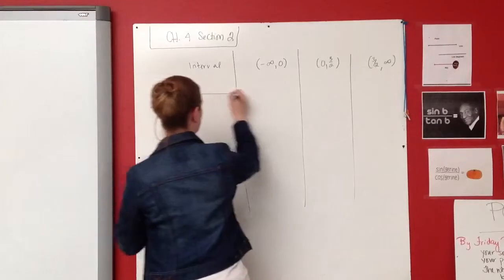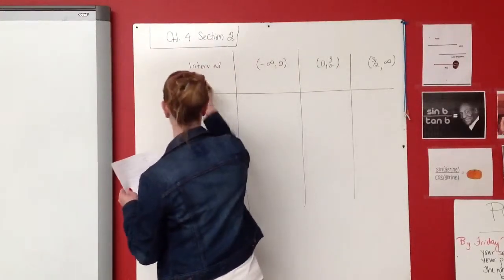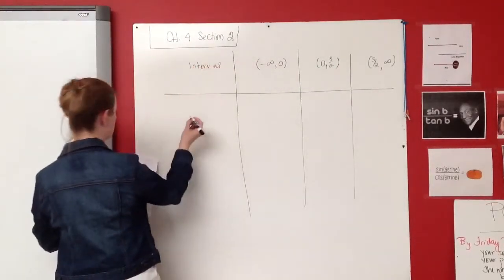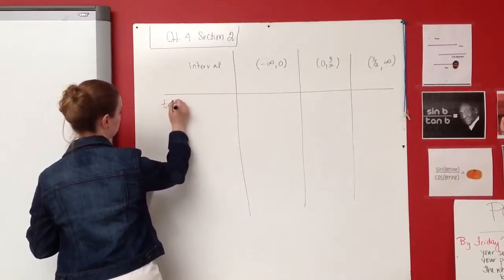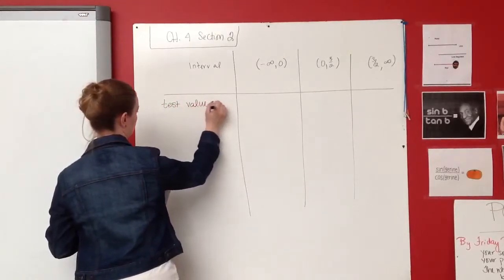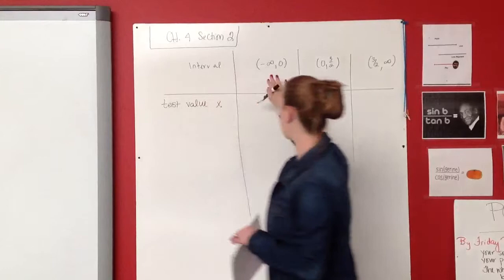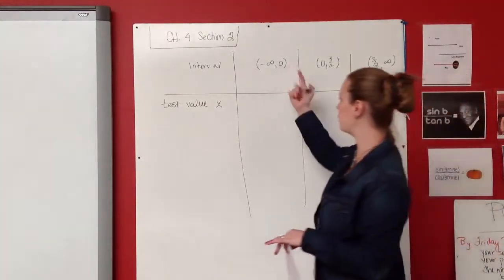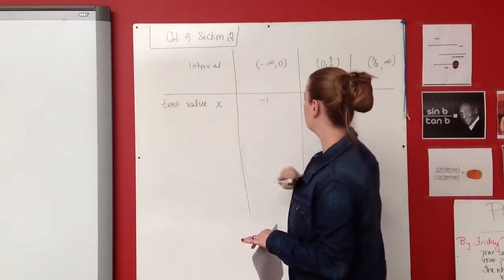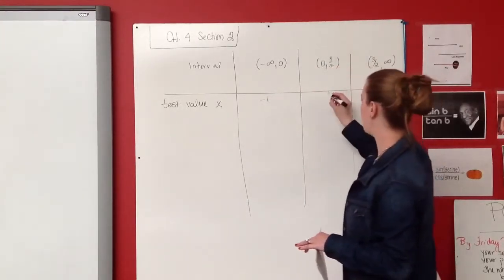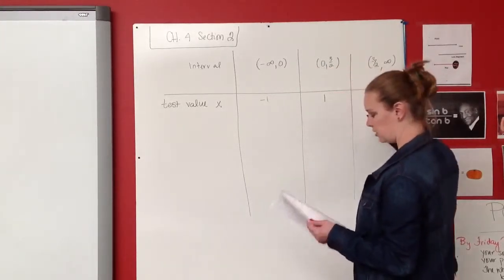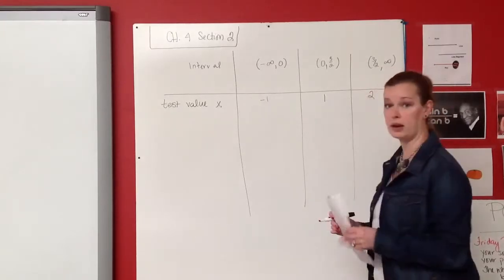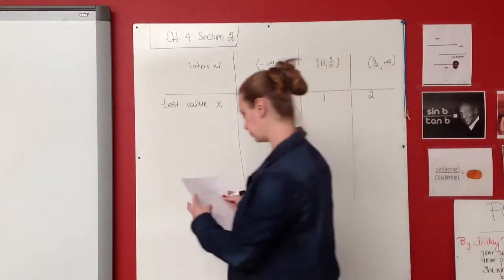Now, first thing, we just need an arbitrary test value. And as I said, you can pick any arbitrary number provided that it's in the interval. So here, I'm going to choose -1. This value, I'll choose +1. For this value, I will choose 2. Doesn't matter, they're arbitrary numbers.